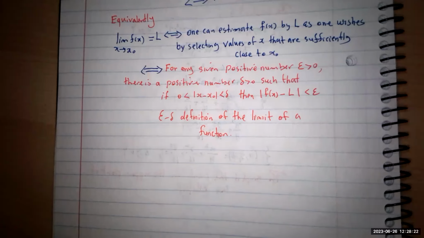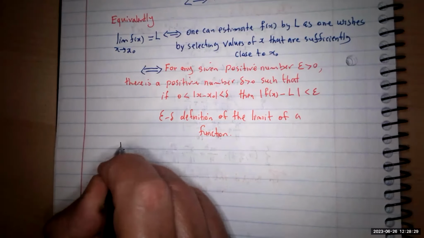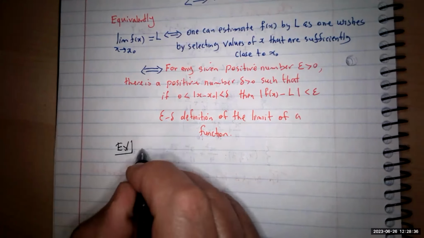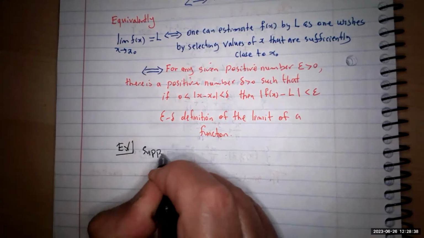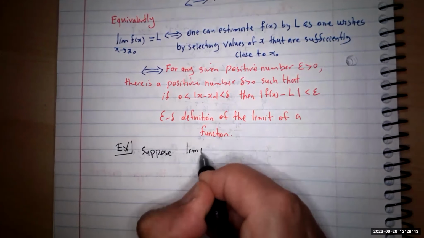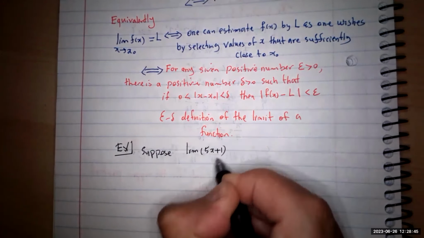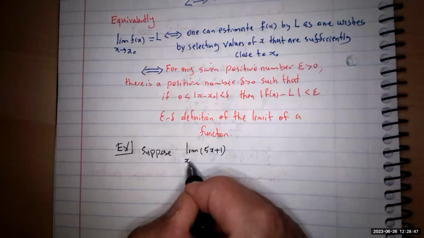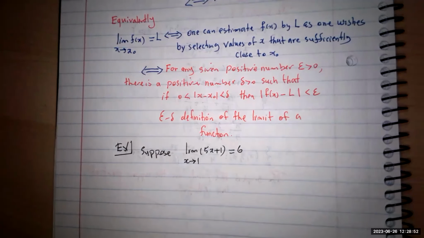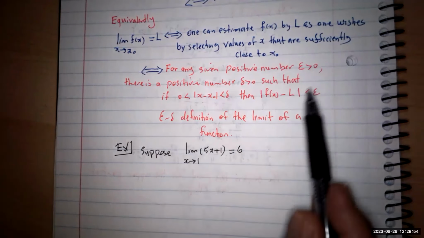Are you ready for one example to see how we operate, proving limits, if you like? This is the example. Suppose you already find this limit: the limit of 5x plus 1 as x goes to 1. You know that's a polynomial, so it's going to be equal to 6. We want to prove it by this definition.